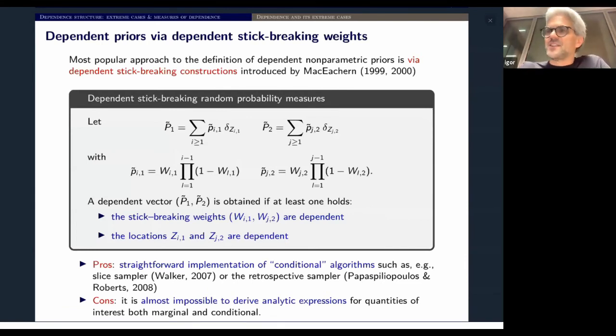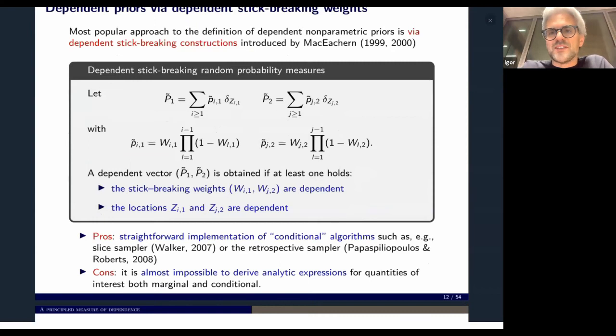The big pro of this type of construction is that it's straightforward to implement, especially conditional algorithms like the slice sampler of Stephen Walker or the retrospective sampler of Omiros Papaspiliopoulos and Gareth Roberts. So they allow straightforward implementation from a computational point of view. The con is, like I mentioned at the beginning, that stick-breaking priors outside the Dirichlet are a bit of a manual process, and by making them dependent you don't allow deriving analytic expressions. That's at least a big con, but from a practical point of view, there's certainly a success story.